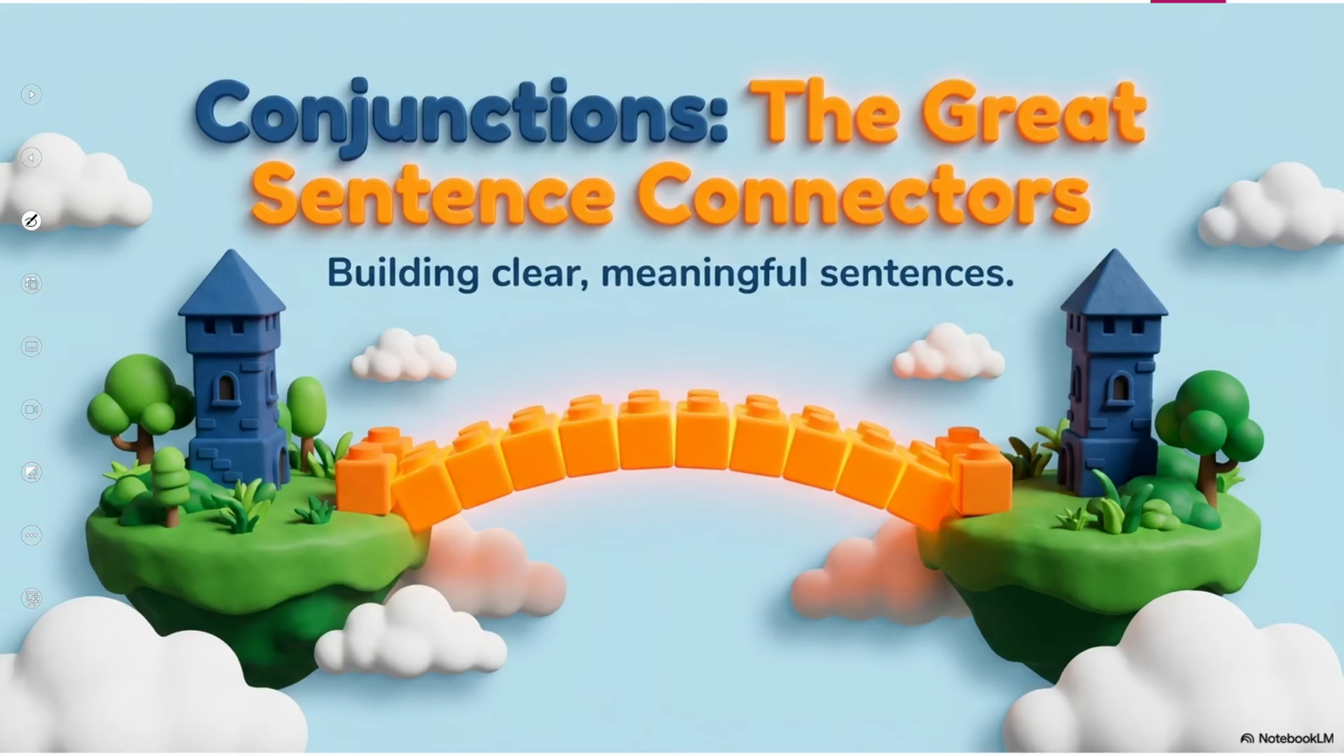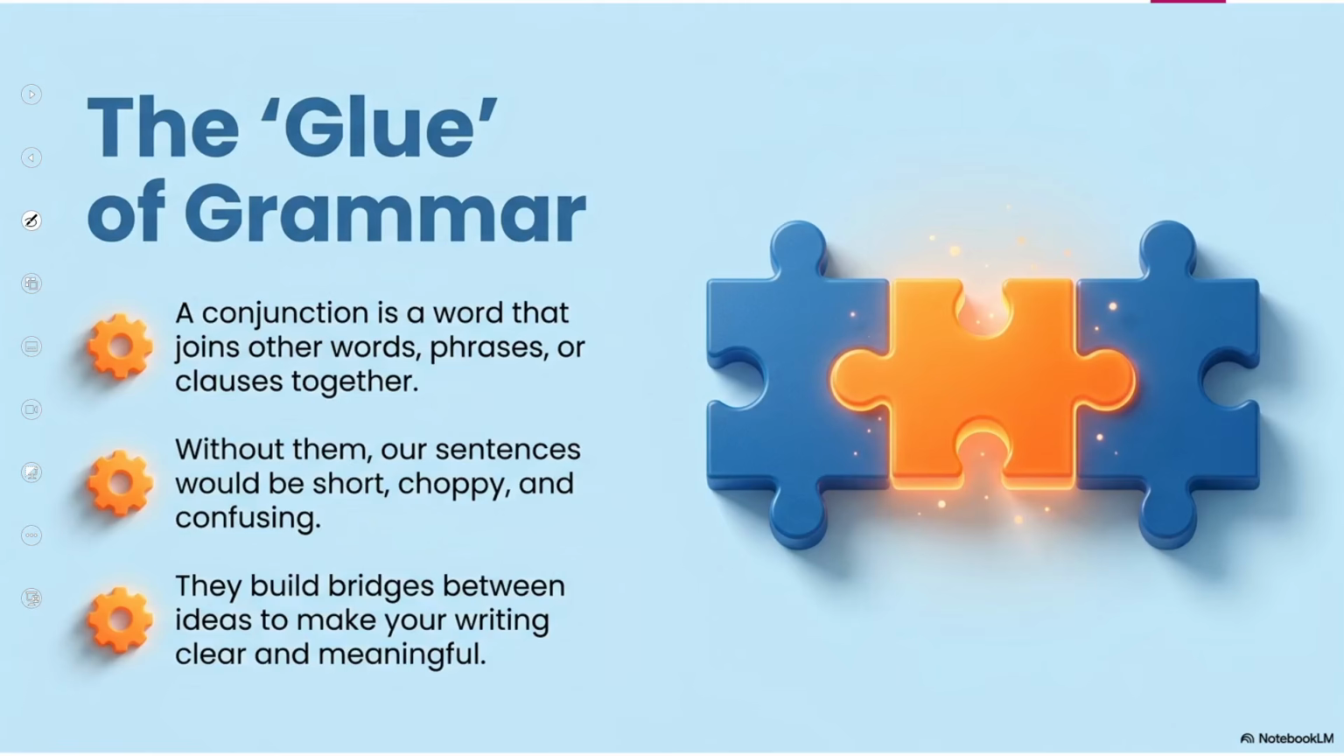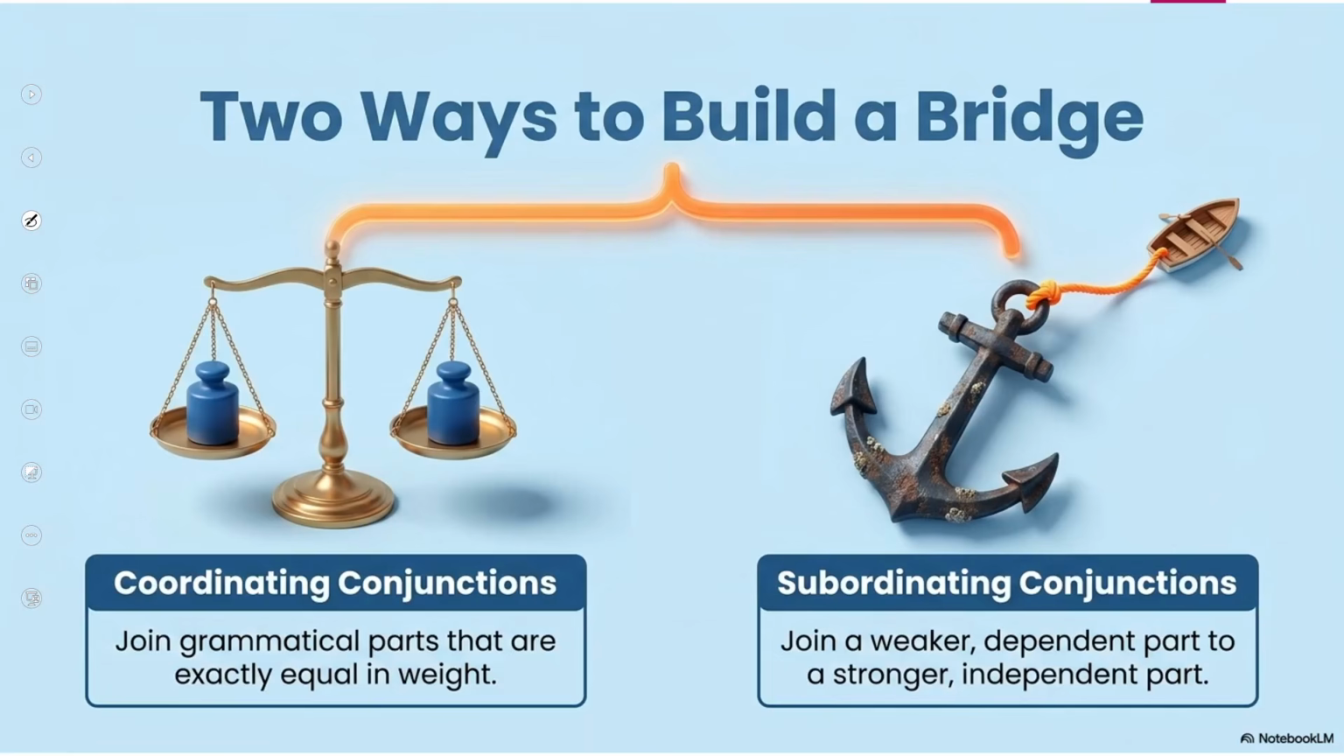Conjunctions act as a connector because they connect ideas, words or phrases. It works as a glue. A conjunction is a word that joins other words, phrases or clauses together. Without these, our writing looks confusing. They build bridges between ideas to make your writing clear and meaningful.